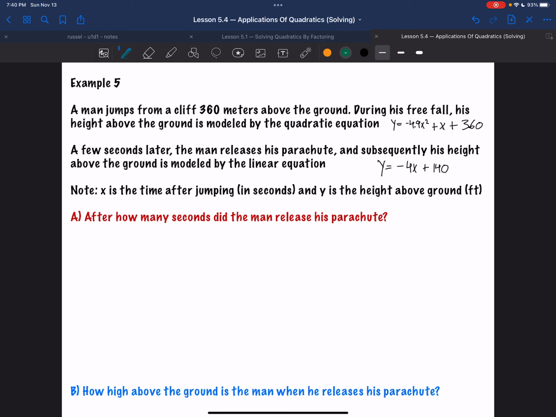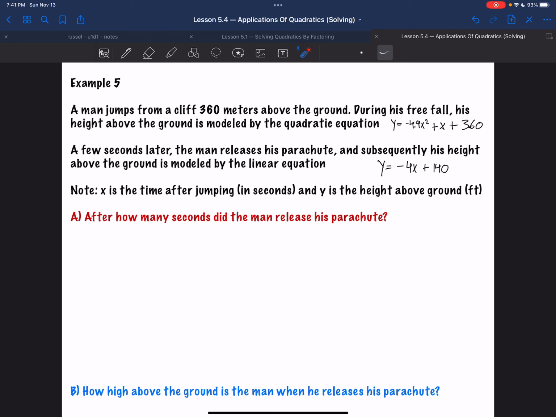Okay, so let's look at example 5. This is a system of a quadratic and linear. A man jumps from a cliff 360 meters above the ground. During his free fall, his height above the ground is modeled by the quadratic equation. And a few seconds later, he releases his parachute, and his height above the ground is modeled by the linear equation.